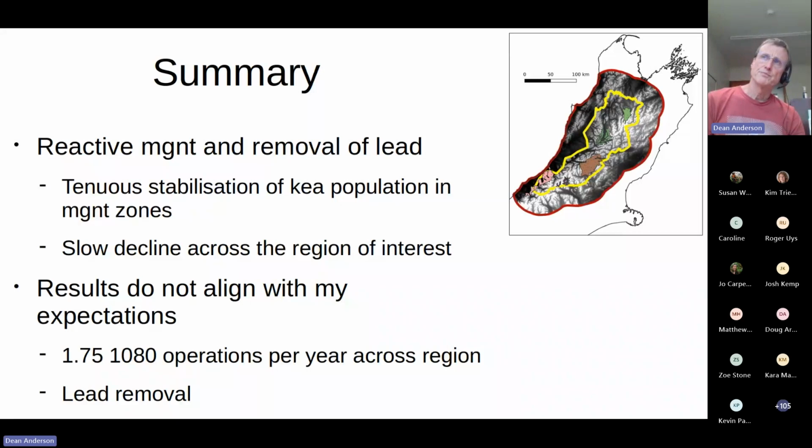So these results, I've made a strong point of saying that we use this model to test our expectations. And to me, these results do not align with my expectations. I was certain that if we applied the level of control that we're applying now and removed the lead, we would see a steady increase in the Kea population over time. Maybe not a rapid increase, but at least a noticeable increase. The number of 1080 operations per year across all those management zones was about 1.75 operations per year across the region.